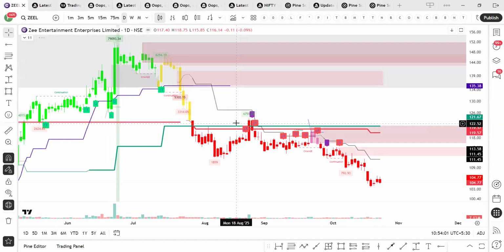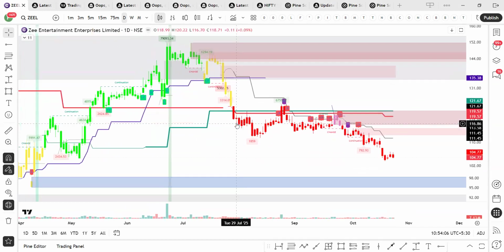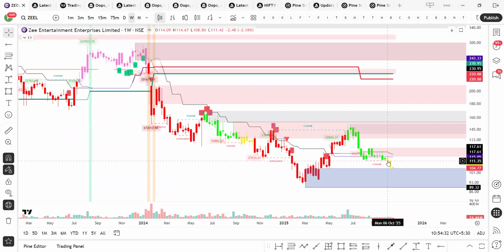On a daily chart, trend is down, momentum is down, bias is down, everything is against bulls, nothing is favorable. Okay, yes, weekly had turned bullish. It is bullish sideways for now, but it turned bullish here and it gave a retracement.